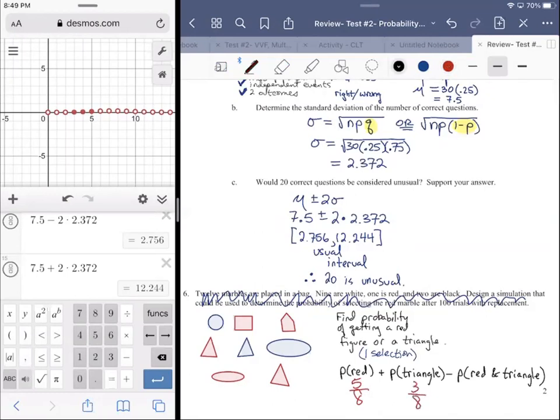Bearing in mind that we do have some overlap. We have a couple of instances where the triangles are red as well, right? So they're triangles and they're red, all right? So I would want to subtract off those. So I'd be looking at 6 out of 8 as a result.